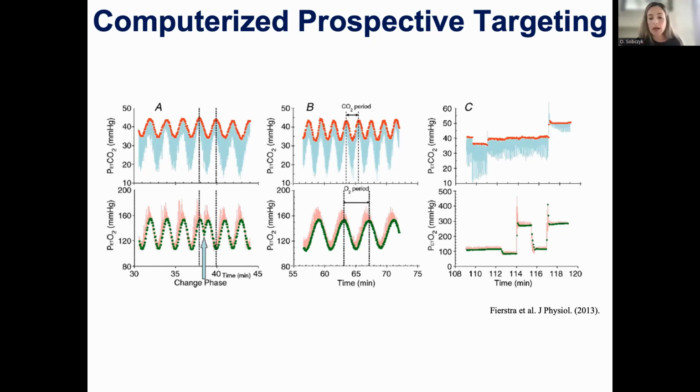So here on the slide, the first graph shows the subject's end-tidal CO2 in red and O2 in green being changed sinusoidally at the same time in sync, and then at this point, it goes out of sync. The middle graph shows CO2 and O2 sinusoidal changes at the same time, but at different frequencies. And the graph on the right shows fast step changes up and down of CO2 and O2, again at the same time to different state levels within a breath or two.